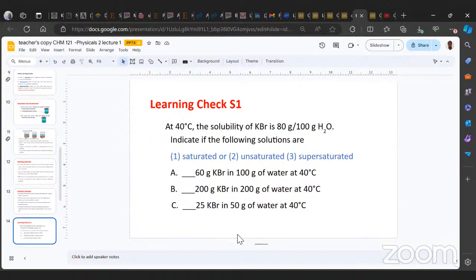Certain things affect solubility. That's the process of that solute dissolving in the solvent.